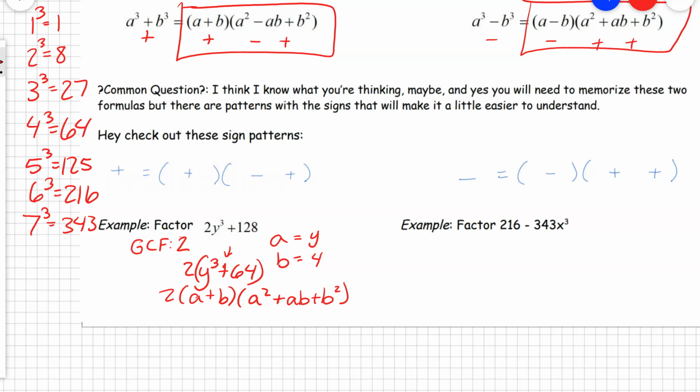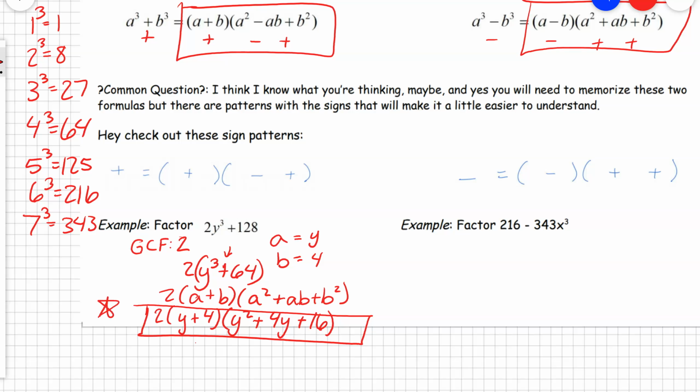At this point we just need to substitute in for A and B and see if anything else can be factored after that, and then you're done. So this is going to end up being 2 times y plus 4 times A squared, which is y squared, minus 4 times y, which is 4y, and then B squared, which is 4 squared, which is 16. Now there's nothing else we can factor out of this polynomial, so you are completely finished on this problem.